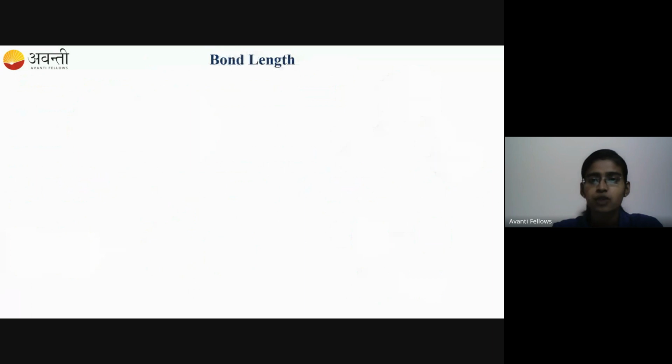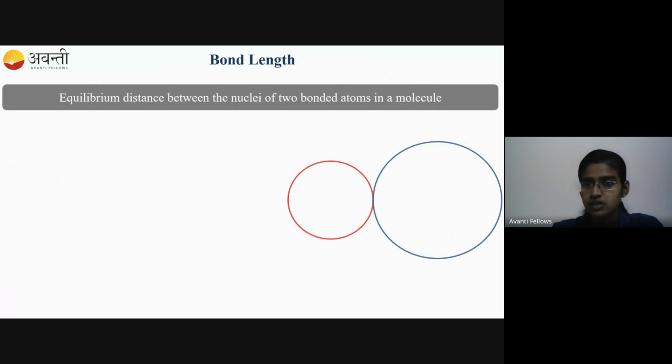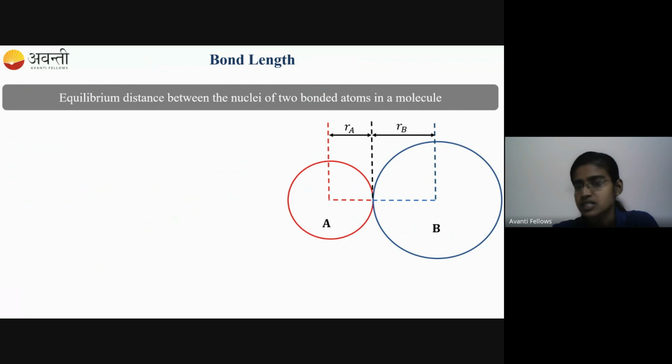So what is bond length? It is the equilibrium distance between the nuclei of 2 bonded atoms in a molecule. I'm going to take a molecule with 2 atoms. One is A and the other one is B. Both atoms will have a nucleus at the center of the atom. And this is the equilibrium distance between the 2 nuclei of both atoms. And if I draw a black color line, you can see that will be the radius of atom A, and this is the radius of atom B.